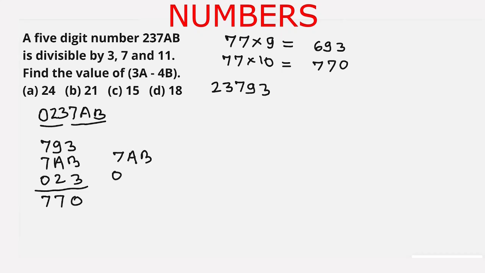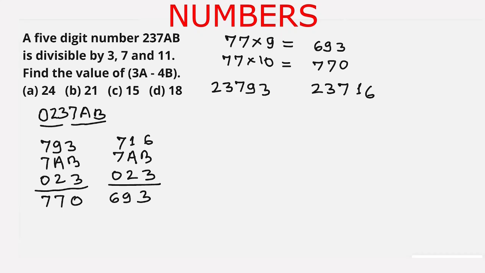7AB minus 23, and if we take their difference as 693, then 3 plus 3 is 6, and 9 plus 2 is 11. We write 1 and carry 1. 6 plus 1 is 7. Then the number becomes 23716. Now we check whether this number is divisible by 3 or not. 3 plus 2 is 5, plus 7 is 12, plus 1 is 13, plus 6 is 19, and 19 is not divisible by 3. So we will accept the number 23793.